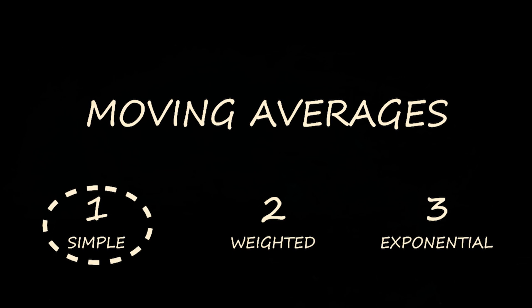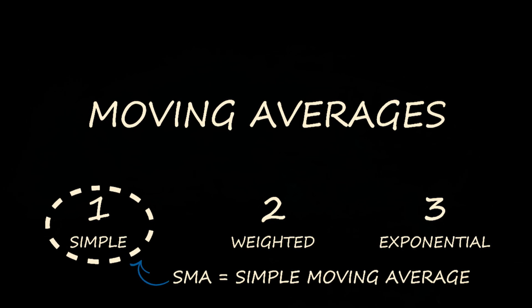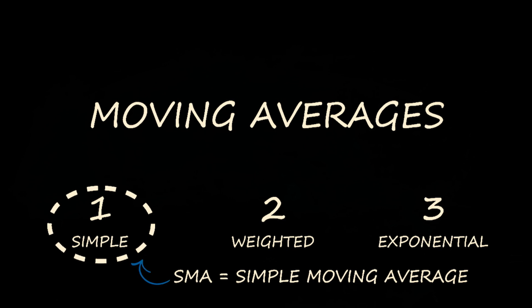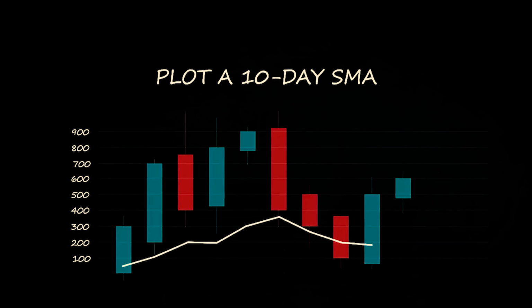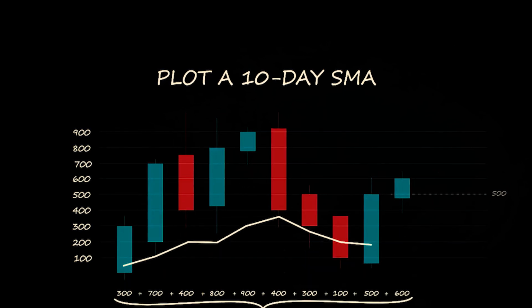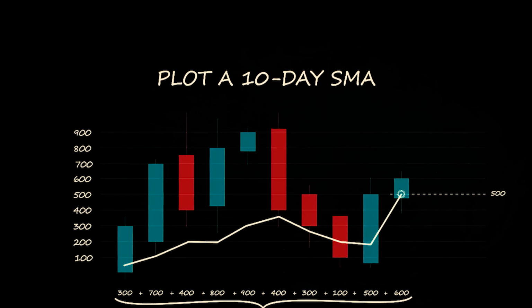We will discuss the simple moving average, or SMA, first and show you how it's calculated so that you can adjust it according to the given market circumstance. So if you wanted to plot a 10-day simple moving average, you would add the closing prices of the last 10 days and divide by 10. This calculation gives equal weight to each day.